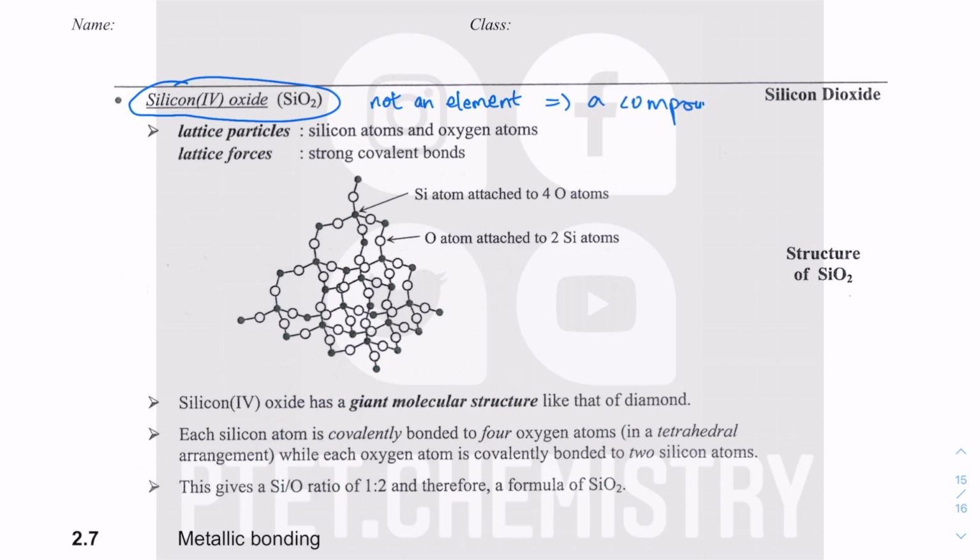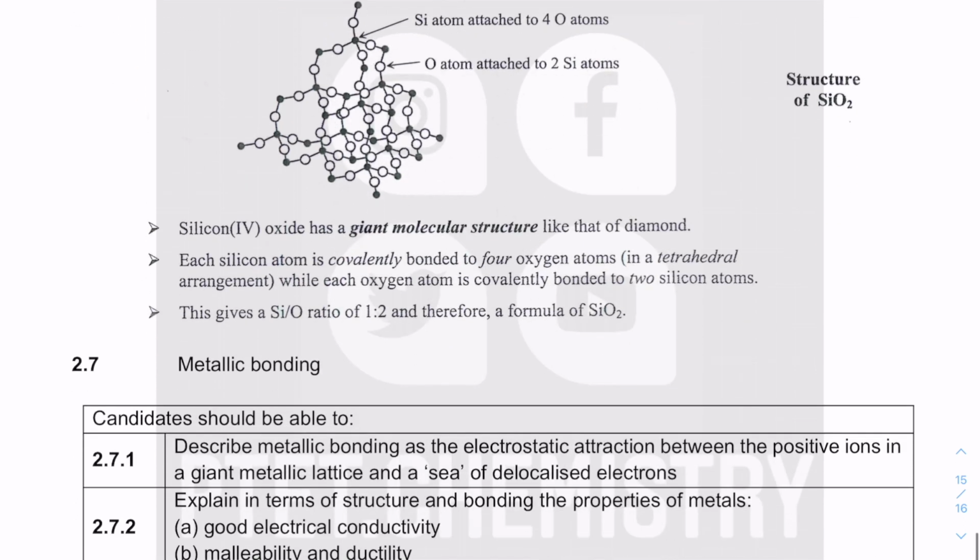It is a compound because it consists of two or more elements. In fact, here are two elements. They are chemically bonded in a fixed ratio. One silicon, two oxygen. Have a look at this: one silicon, two oxygen. Therefore, the formula is SiO2.